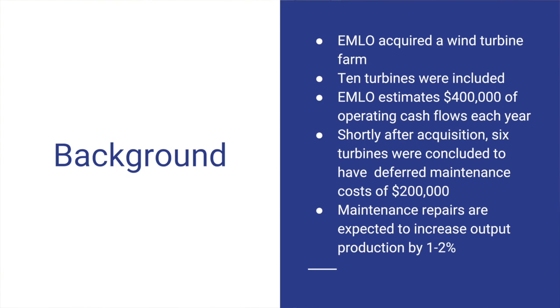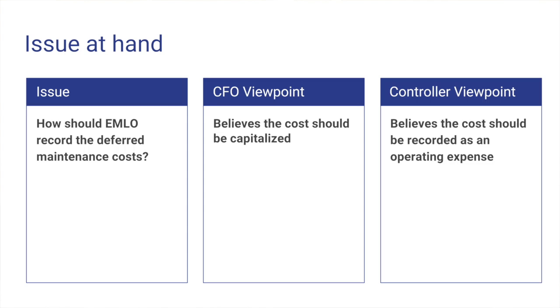A week after completing the acquisition, the chief operating officer concluded that 6 of the 10 turbines had deferred maintenance costs totaling $200,000. The maintenance repairs will allow the 6 turbines to increase output production by 1 to 2% per year. So the issue at hand right now is how should IMLO record the deferred maintenance costs?